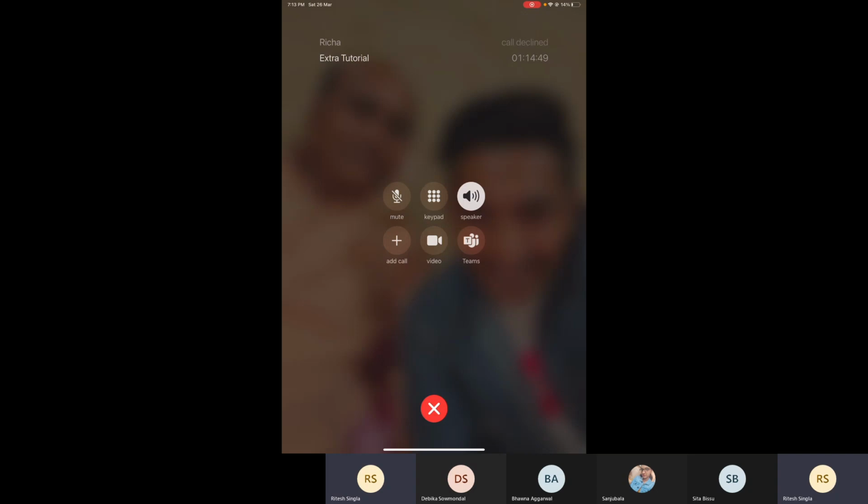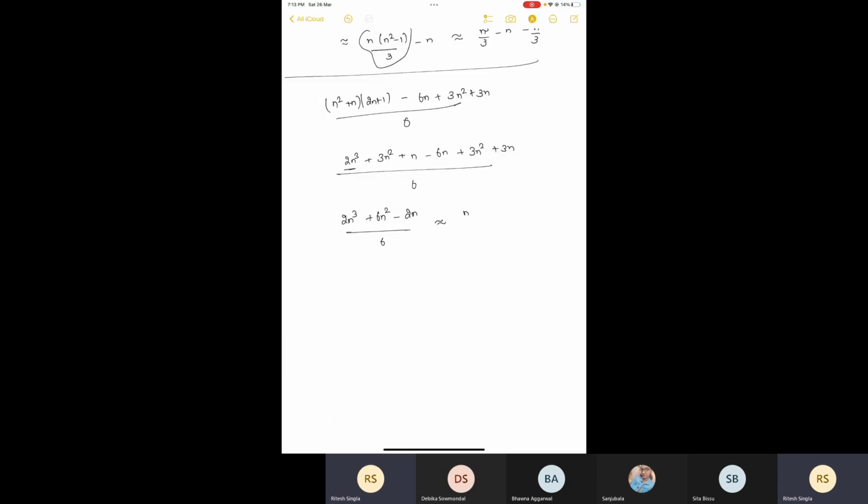Sorry for the disturbance. I think I need to end this class as of now. Just let us complete this last line. n cube. My pen is also not working, but you can see that at least we have got what we desired, right? n cube upon 3. We are getting n cube upon 3 plus n square minus n upon 3. But this is what we desire, right?